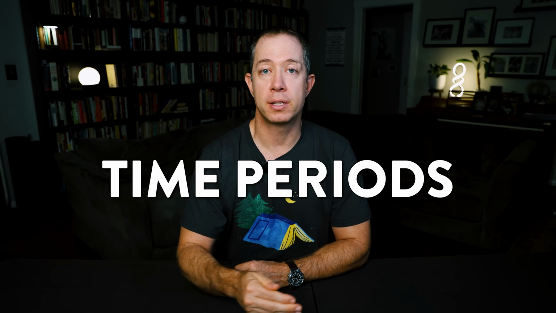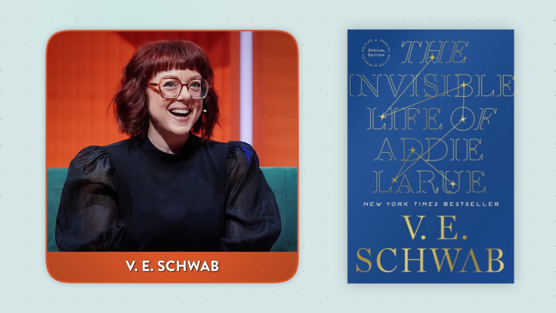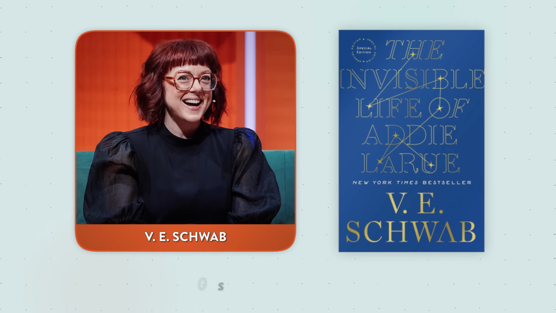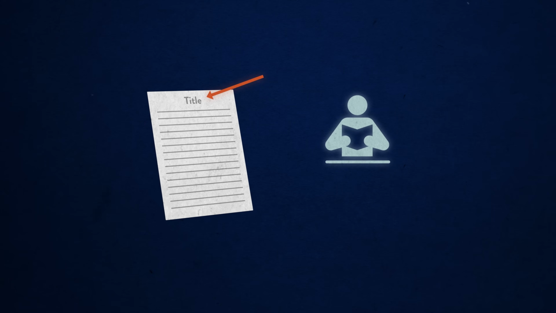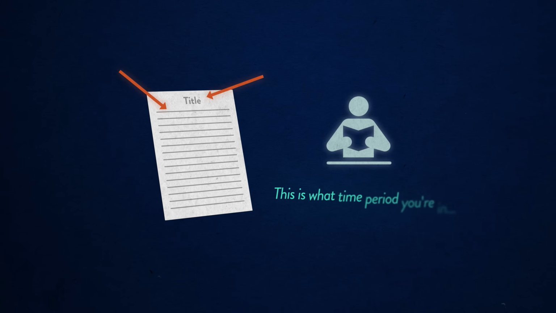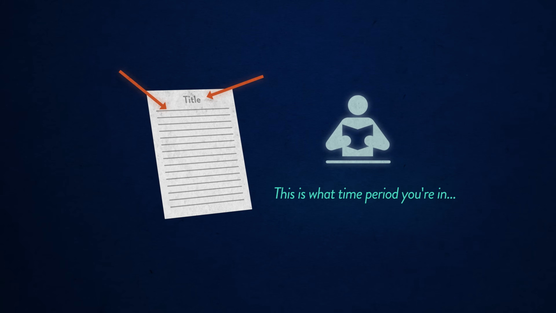Now, one way to do this is to have 2 different time periods, like in V.E. Schwab's The Invisible Life of Addie LaRue. We are switching between the 1700s and a modern time period. But 2 pieces of advice with this. 1, you have to signpost really well. Be very clear to the reader, like with the chapter title or right in the very first sentence, hey, this is what time period you're in, so the reader doesn't feel confused.